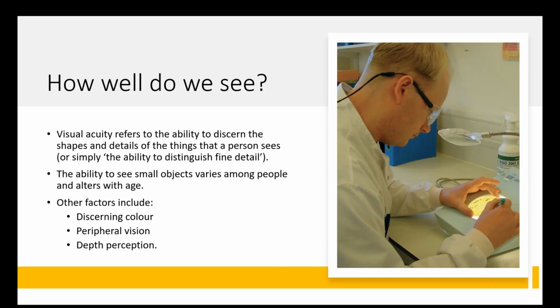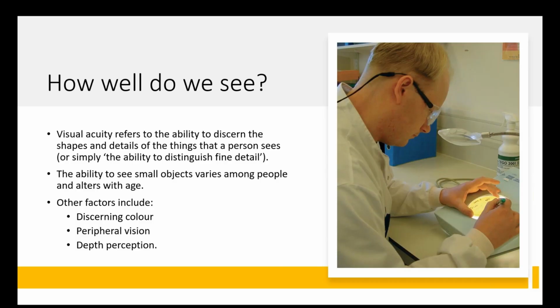And an important visual assessment is to the level that might be undertaken for those who are tasked with inspecting pharmaceutical products, and that comes down to the concept of visual acuity. And this refers to our ability to discern the shapes and details of the things that we see. So it's about being able to distinguish fine detail, and it's one of the factors that constitutes our overall vision. And to this we can also add colour vision, peripheral vision, and depth perception, and all these combine to create how we see and how we interpret the world.